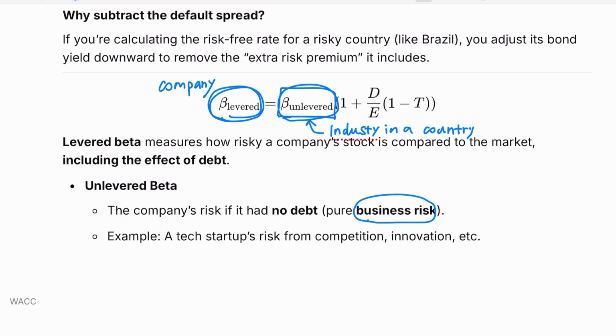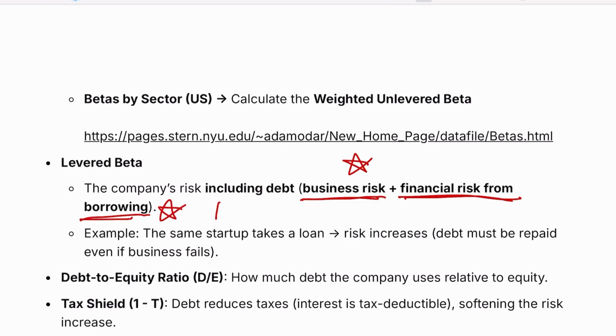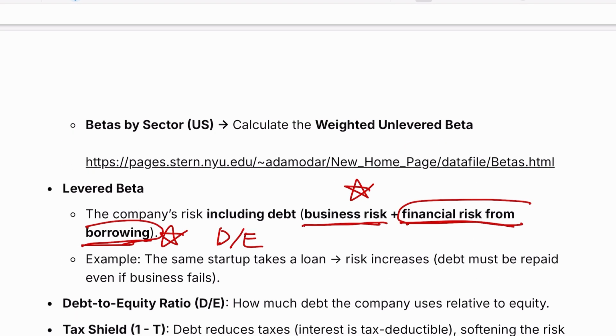As each company has its own capital structure. For example, some companies may have more debt than other companies. Some companies' tax rate may be higher than other companies. So we reflect a company's capital structure by multiplying the unlevered beta by this term. As we can see, the higher the debt to equity ratio, the higher the levered beta. The higher the debt to equity ratio, the higher the financial risk from borrowing, right? We can already find debt, equity, and tax shield from the previous example.